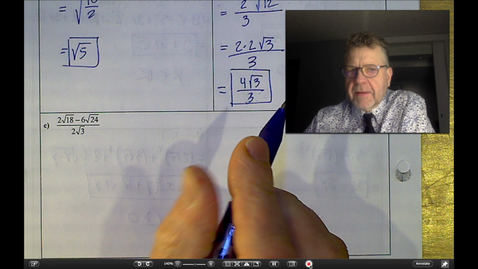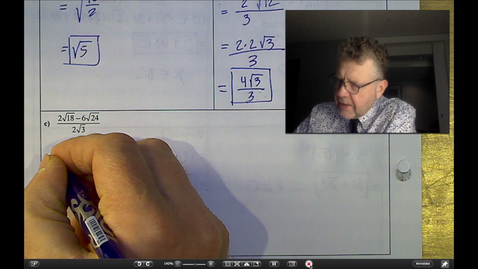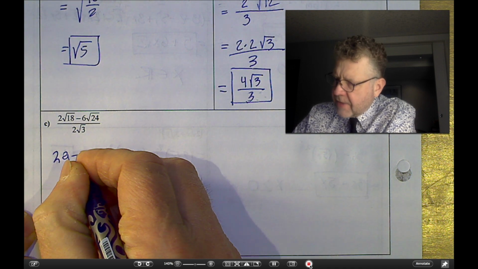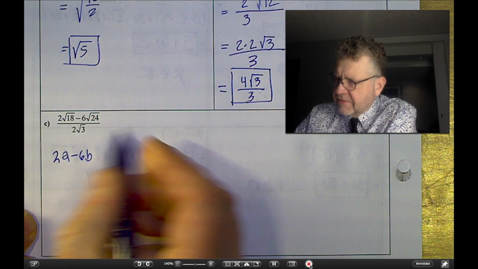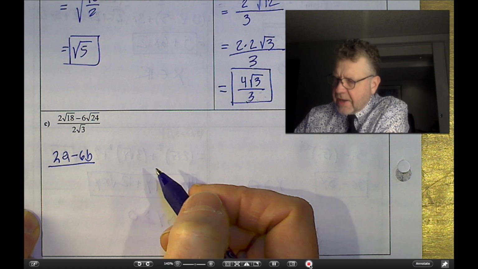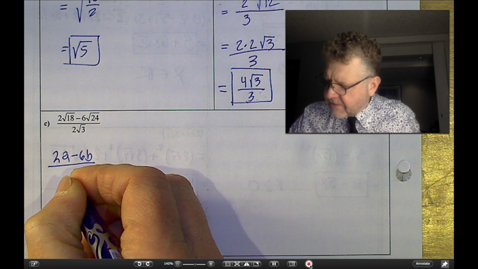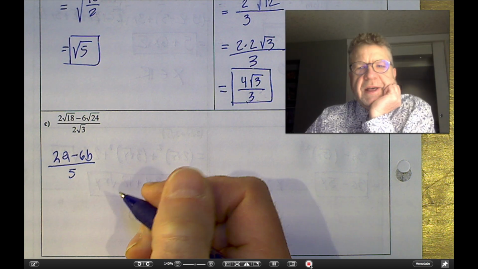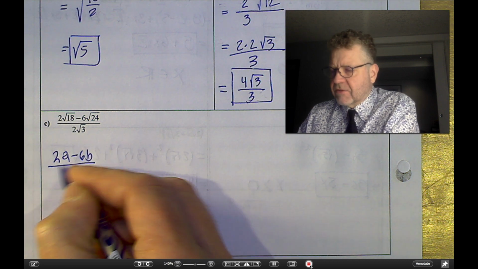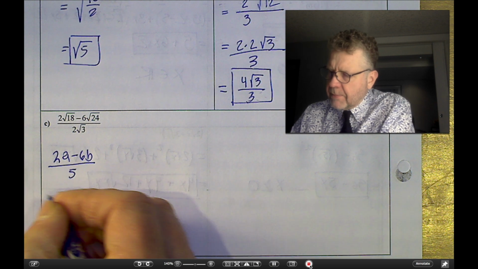But I want to remind you of something. Let's say this isn't this question, but let's say I had, instead of 2 root 18, I had 2a, and subtract from that 6b. And let's say I want to divide the whole mess by, well, let's just call it a number. Let's call it 5. What would you do with that? Well, you can't. There's nothing you can do with that except break it out into bits, right? So you need to remember, and this is going to be separate.